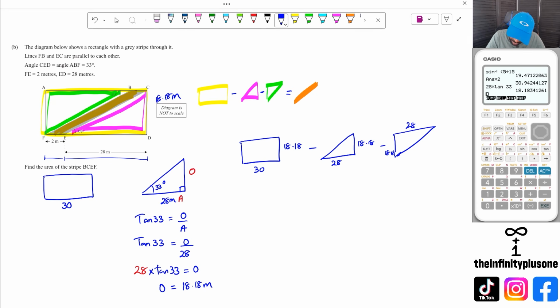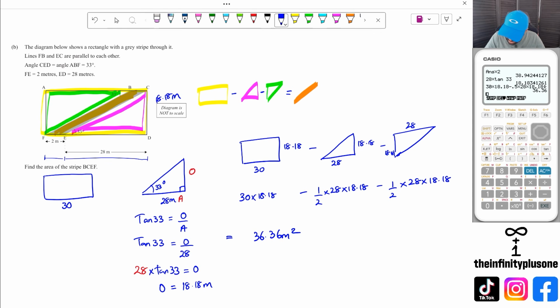So here I'm going to get area of a rectangle is base times height, so 30 times 18.18, minus area of a triangle, which is half times base times height, minus the green triangle, which is a half times 28 times 18.18. And when I do this in the calculator, I'm going to do 30 times 18.18 minus 0.5 times 28 times 18.18 minus 28 times 0.5 times 18.18. So that's going to give me 36.36 meters squared. So the area of the gray strip is going to be 36.36.